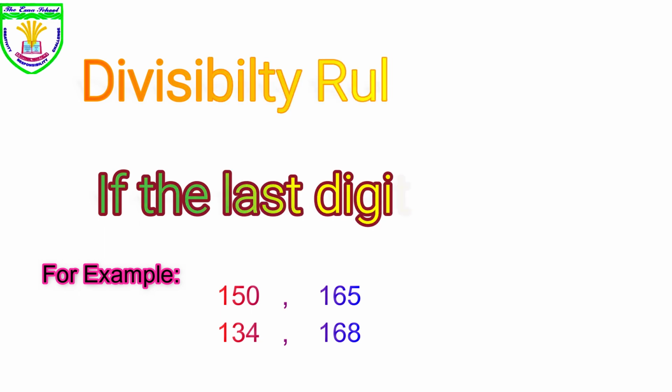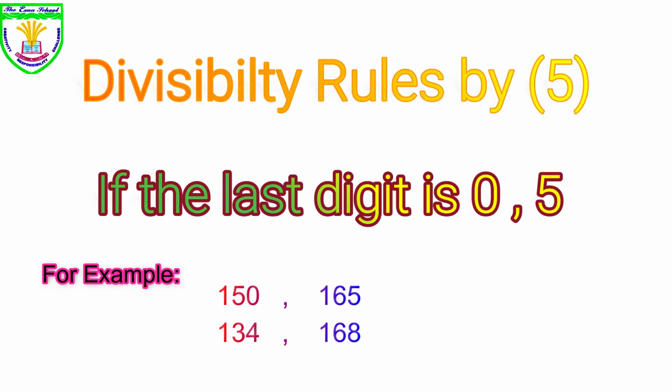But the last digit of the numbers 134 and 168 is not 0 or 5, so these numbers are not divisible by 5.